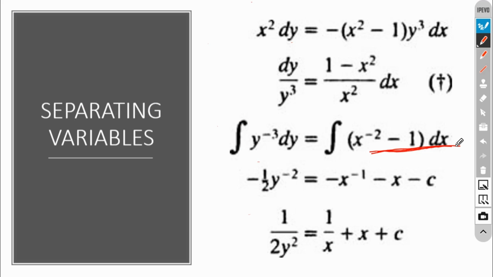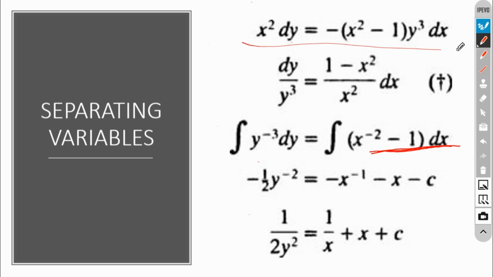So this is the example. In this example, you can see x square dy is equal to minus x square minus 1 y cube dx. So what we will do, on the left hand side we can see that x square is multiplied by dy, and on the right hand side we can see that minus x square minus 1 y cube, means the variables are mixed. So we don't need mixed variables.